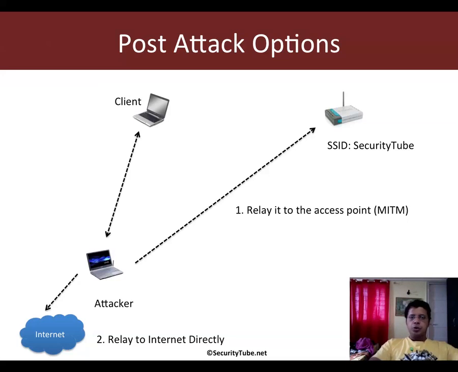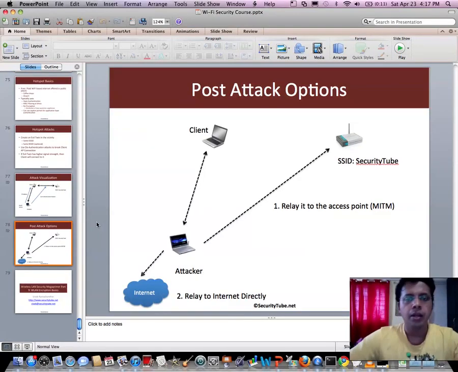In this video, what we will do is set up the fake access point. We will disconnect the client from the real access point, and then we will go ahead and connect to the client using IP level connectivity. So this is what we are going to be doing in this exercise, right? So let the games begin.